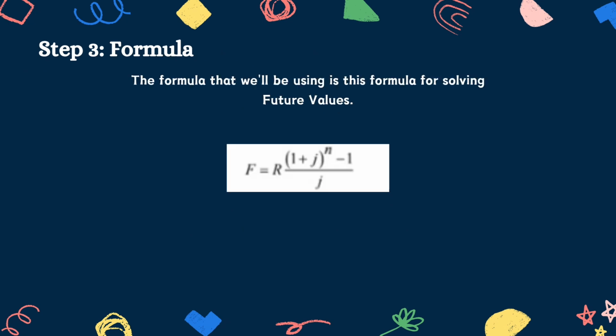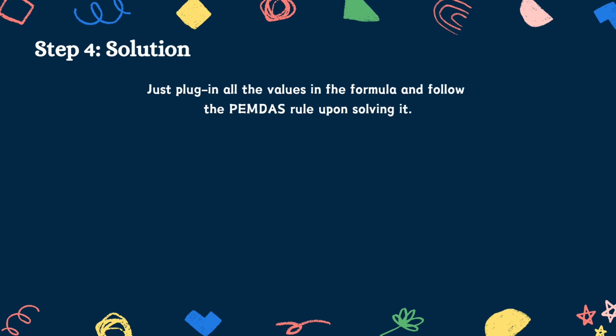Step 3. The formula. We will be using the future value formula, which is F is equal to R times the quantity of 1 plus J raised to N minus 1, over J. Step 4. Solution.